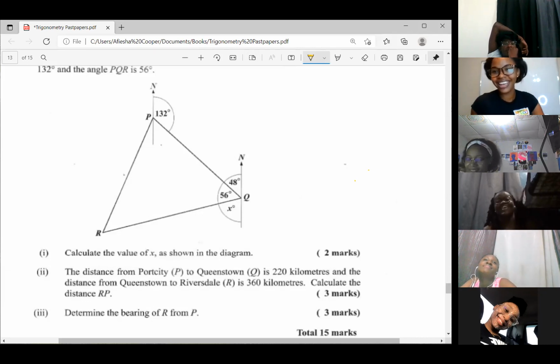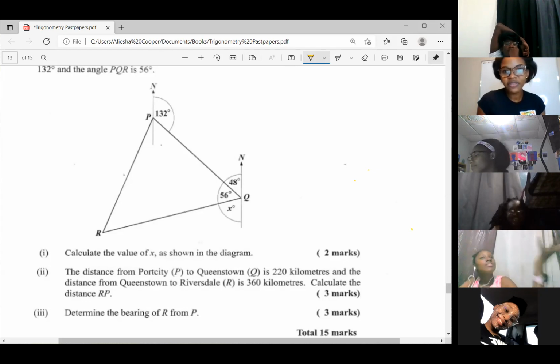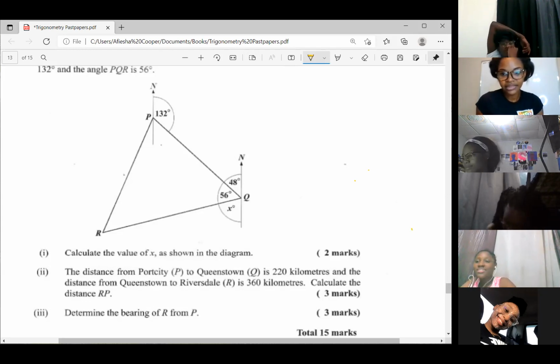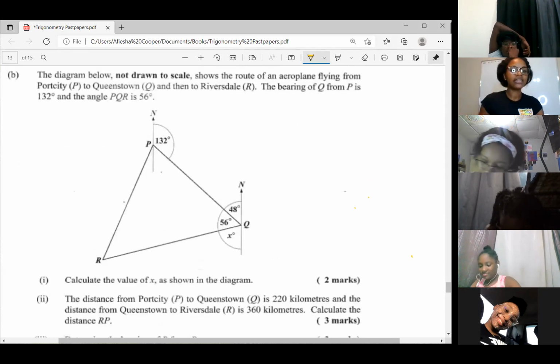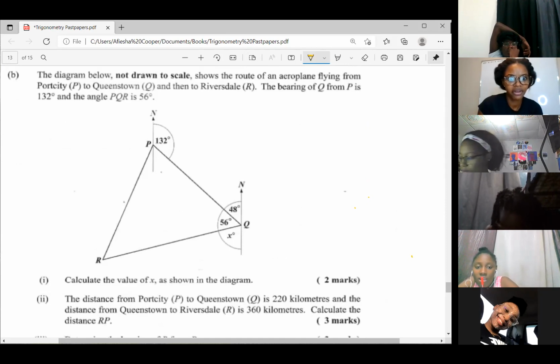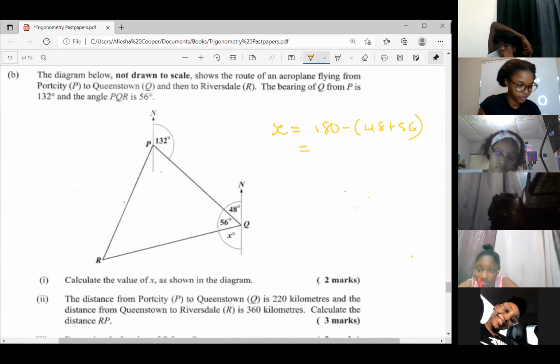So, let's go. We almost finished, y'all. Let's cook with gas. You ready? So let's go. Last one. This is very similar to what we did just now. Very, very similar. How much is x? 180 minus 48 plus 56, right? What's the answer? 76.